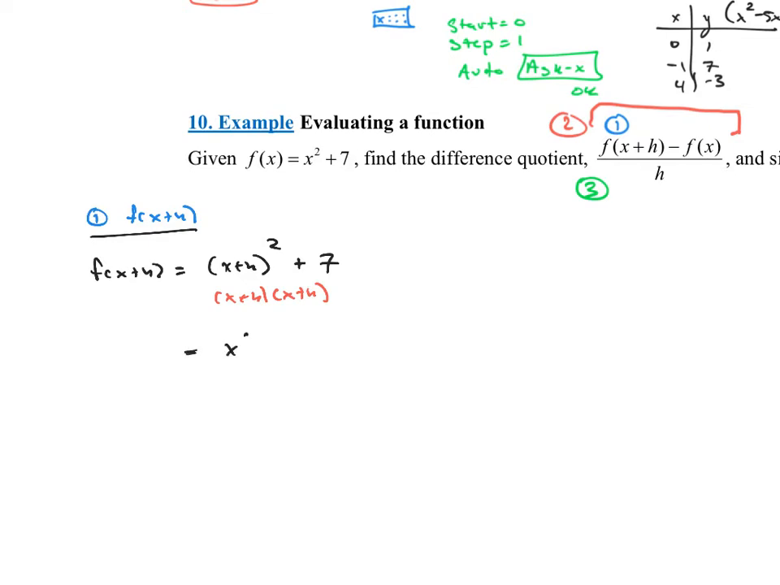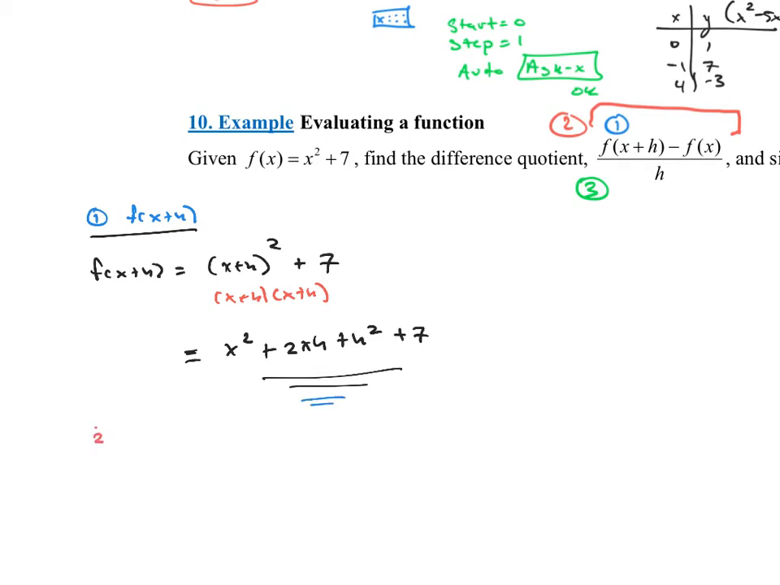So that would be x squared plus, well, it would be xh and xh, so that would be 2xh. And then I'd have plus h squared. And then don't forget that plus 7. A lot of people forget that plus 7. So this is what f of x plus h is. That's my first step right there.